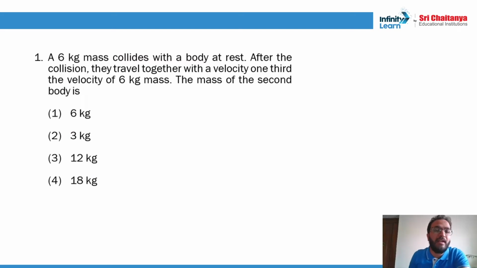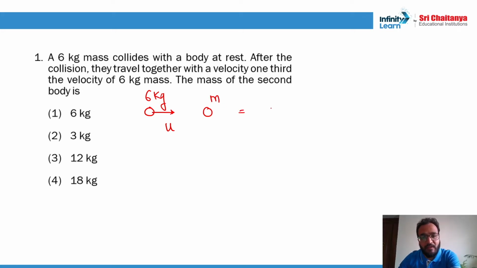A 6 kg mass collides with a body at rest. After the collision, they travel together with a velocity 1/3 of the velocity of the 6 kg mass. So what has been given? A 6 kg mass was moving with a certain velocity u and another body was at rest. Let's say its mass is m. And after collision, both these bodies, that is 6 plus m, start moving with a velocity v, which is u by 3.